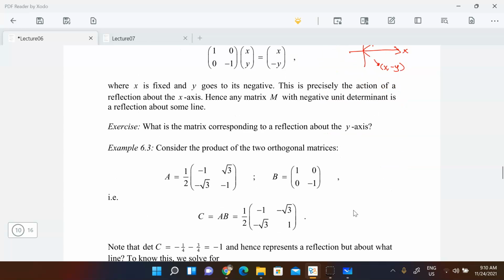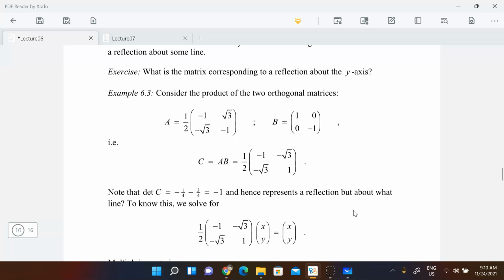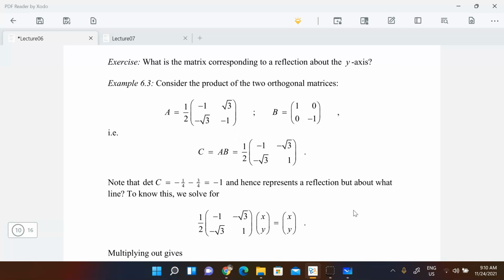But there are cases where you probably have to think a little harder. Here are two matrices which are orthogonal. One of them is essentially a rotation. The determinant here is plus a quarter and then plus 3/4, because you have a half here, so that gives you a determinant of 1, and here the determinant is minus 1. Then you multiply these two together.